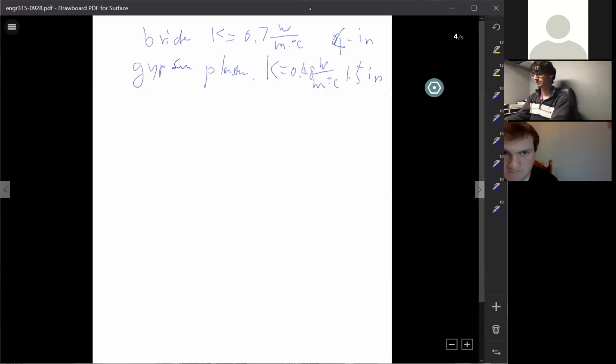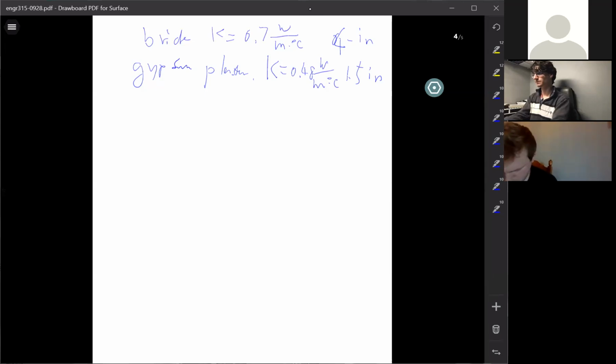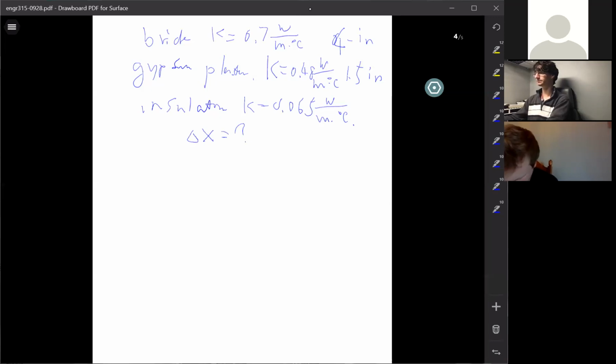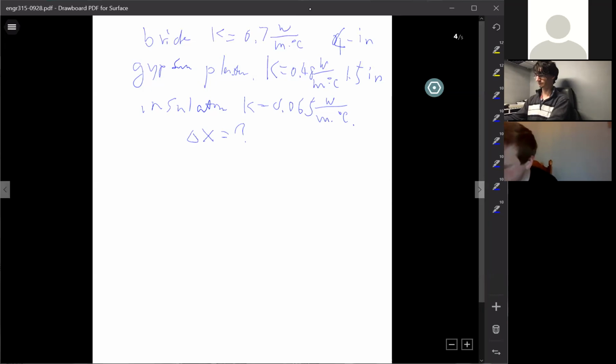What thickness of loosely packed rock wool insulation, another possible insulation, which gives you K equals 0.065 watt per meter C, should be added to reduce the heat loss by 80%? Reduce the heat loss by 80%. We want to decrease Q.